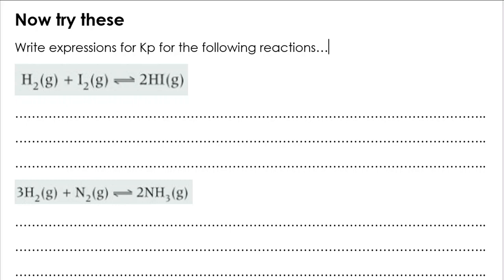Well, in the first instance, Kp is pressure, and I've done it now with a P and then the substance in brackets. So pressure of HI, and it's squared. It's squared because I've got 2 HI, so it's HI squared. And that's products, and it's over reactants.